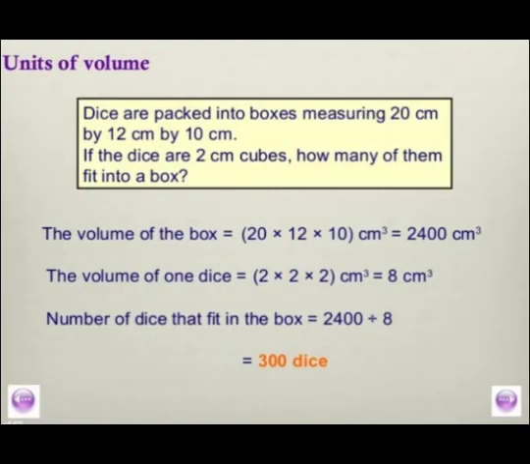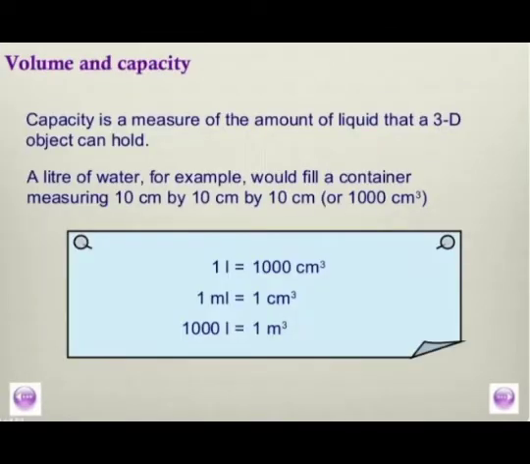Here is an example of units of volume. Dice are packed into boxes measuring 20 centimeters by 12 centimeters by 10 centimeters. If the dice are 2 centimeter cubes, how many of them fit into a box? The volume of the box is equal to 20 times 12 times 10 cubic centimeters, which is 2400 cubic centimeters. The volume of one die is equal to 2 times 2 times 2 cubic centimeters, which is 8 cubic centimeters. Number of dice that fit in the box is equal to 2400 divided by 8, which is 300 dice.